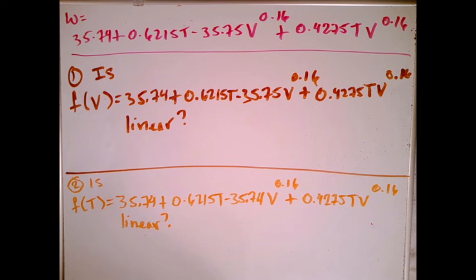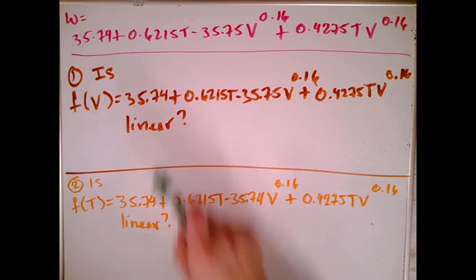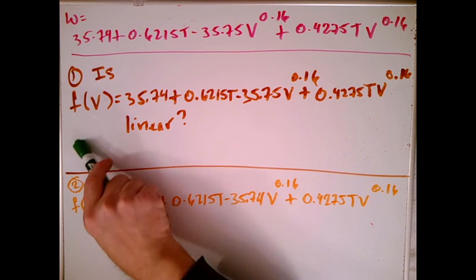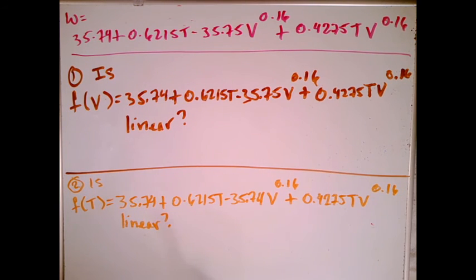Okay, I'm going to try to answer three different questions here. Number one, is the original expression for Windchill linear? And the second thing is, if we put an f of v equals in front of the Windchill expression, we get a function, and the question is, is that function linear? And the last one is, if we put an f of t equals in front of the Windchill expression, does that give a linear equation?